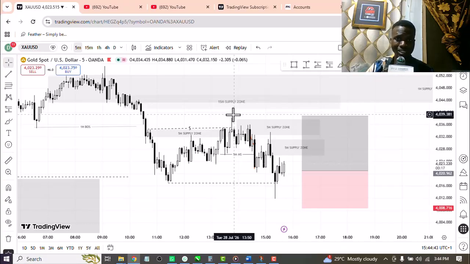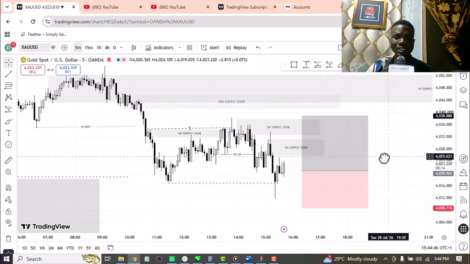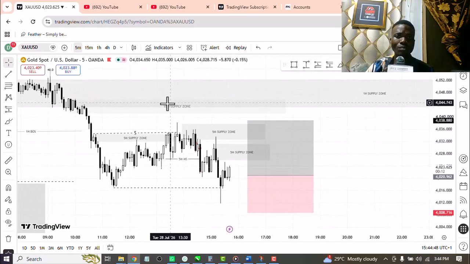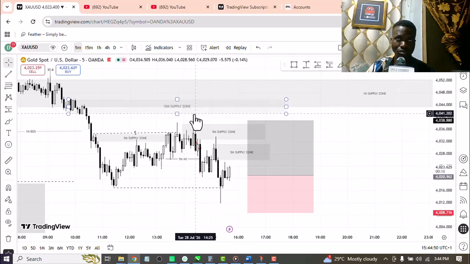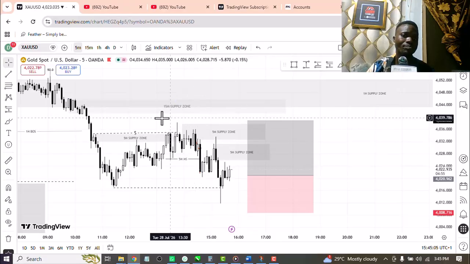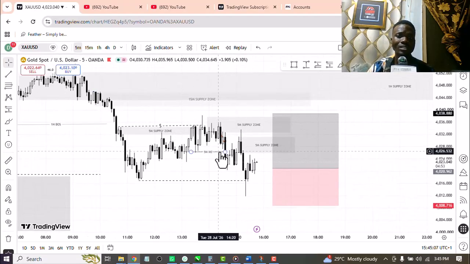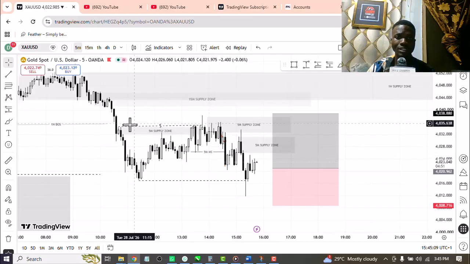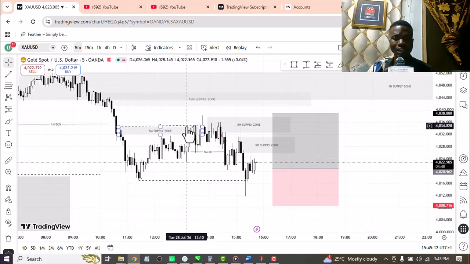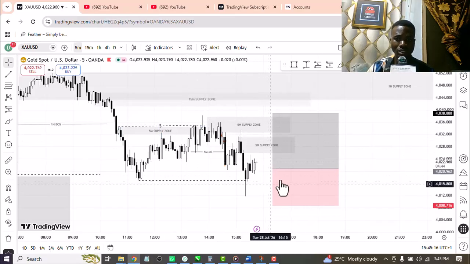It has already started. Me waiting for price to come and retest this 15-minute supply zone is going to take a while. I didn't see it as a realistic target that price is going to come and retest again. Because I have seen a market shift that happened right there, I've seen a liquidity sweep, and I believe that is enough for price to continue selling to the downside.